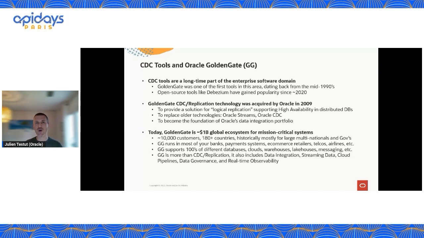And so GoldenGate today is more than just change data capture. It's more than just replication. It's a full-blown platform with replication, with change data capture, now with data streams and the Async API integration. But it's also streaming analytics. It's also some monitoring functionality, some data transformation capabilities, and so on.